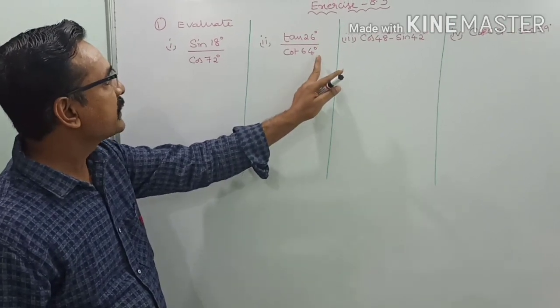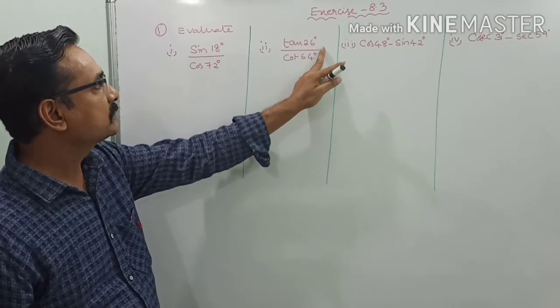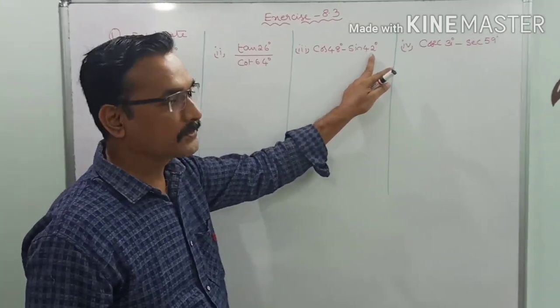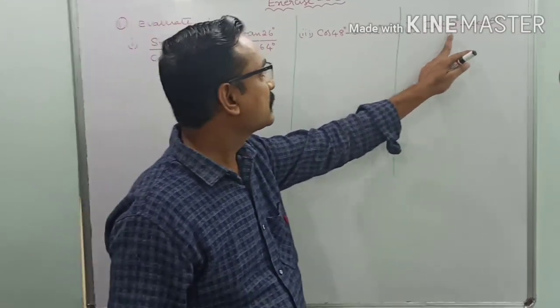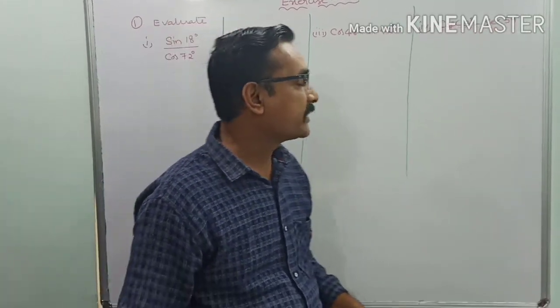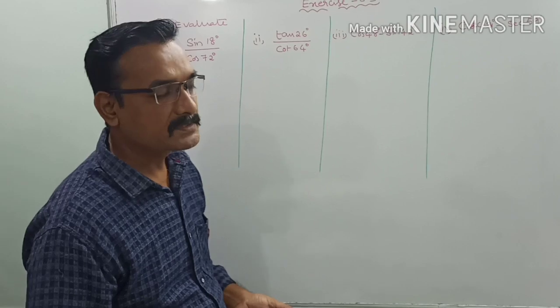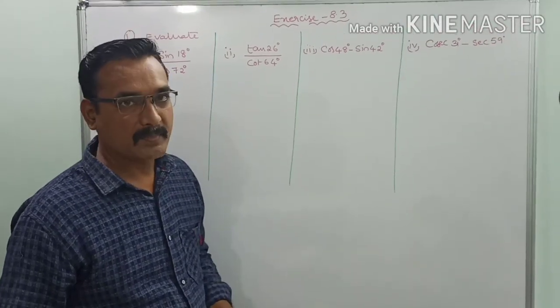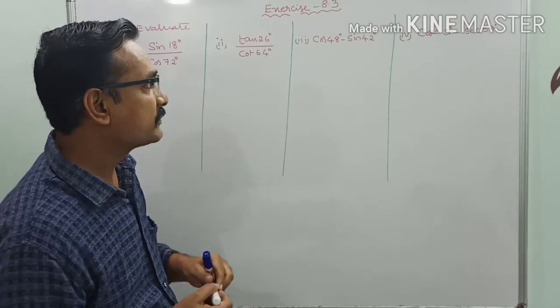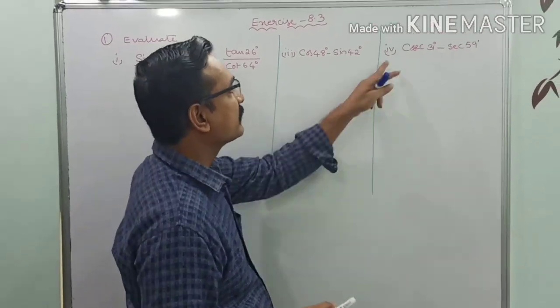Similarly, 26 and 64, if you add these both, we get 90. And 48 plus 42 is also 90 degrees. 31 and 59 also add up to 90 degrees. That means these are all based on complementary angles. Now we are going to solve these problems. First I am going to solve question number 4.